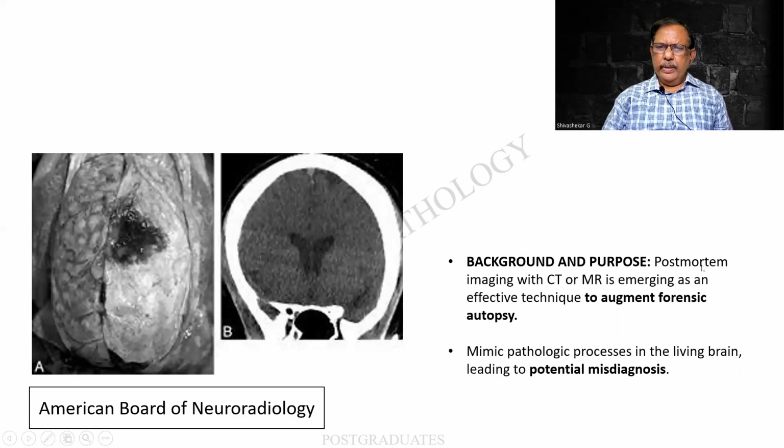The background and purpose: postmortem imaging along with CT and MR is emerging as an effective supplement, though not an alternative, for forensic pathology. So in a case of a skull injury, it can be either traumatic or a bullet or whatsoever, the imaging helps. At the same time, we should be careful. Here also, I am finding some kind of compression of the ventricles, but these can be mimics and should not be misread in autopsy.